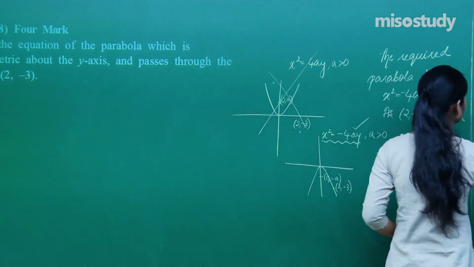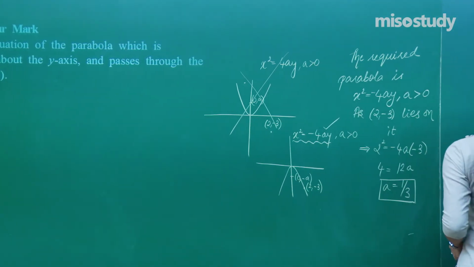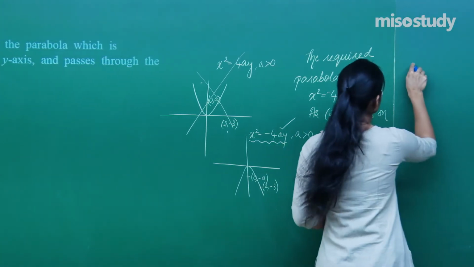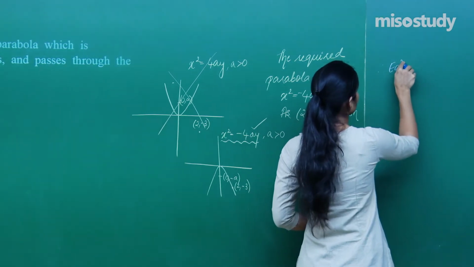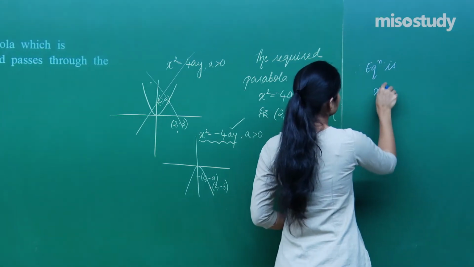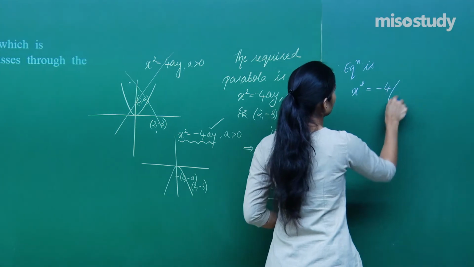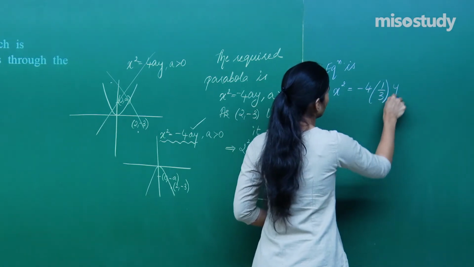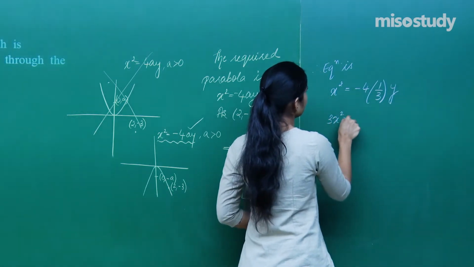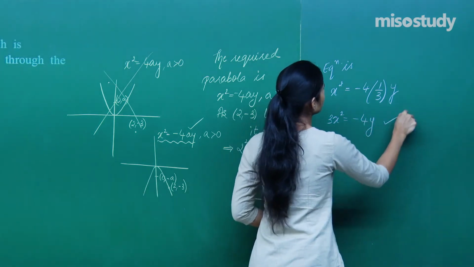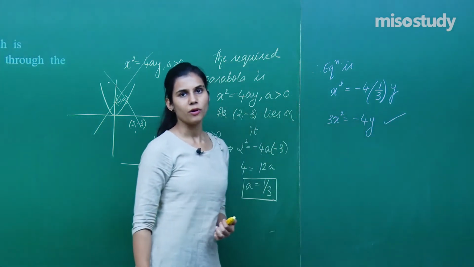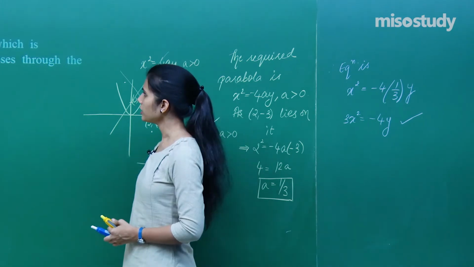Therefore, what is my required equation? Therefore, the equation is x square equals minus 4ay, that is 3x square equals minus 4y. That's the required equation of the parabola.